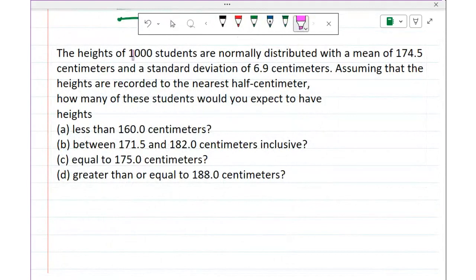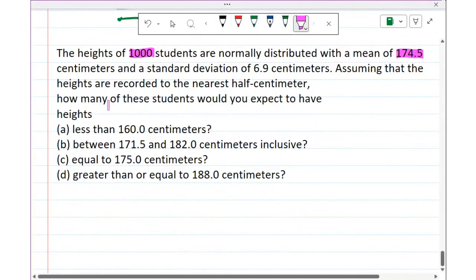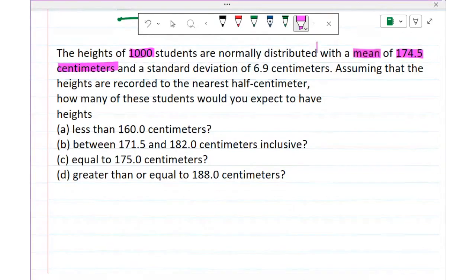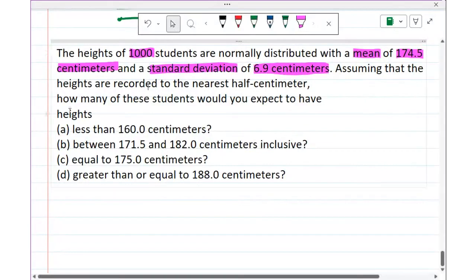The height of 1000 students is normally distributed with mean 174.5 centimeters and standard deviation 6.9 centimeters. So this is also in centimeters, so no problem. Mean is given, standard deviation is given, and we assume that the heights are recorded to the nearest half centimeter. This is the line from where the problem is happening.